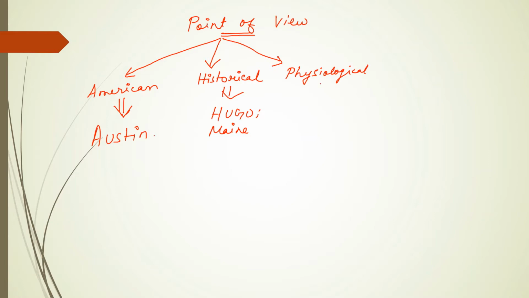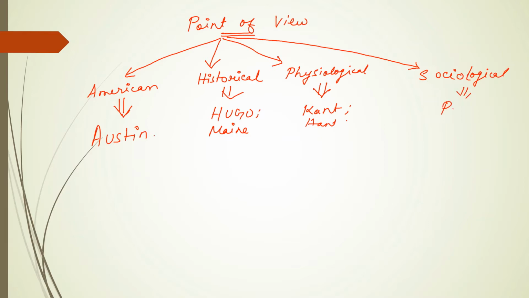From the physiological point of view, there are jurists like Kant, Hand, etc. And finally, sociological. From the sociological perspective, there is a jurist, Pound.